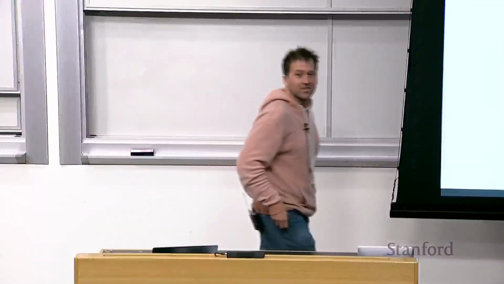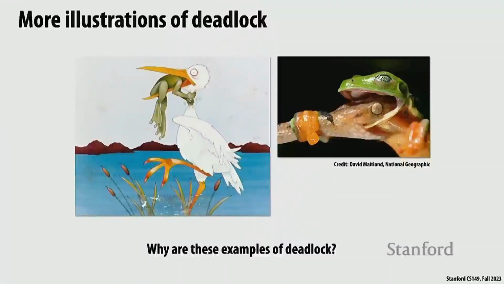Here are a few more examples of deadlock for our more nature-loving folks. Make sure you can convince yourself why these are deadlock. Nobody is willing to relinquish a resource because they don't trust the other party. And since that's the case, no progress is being made.